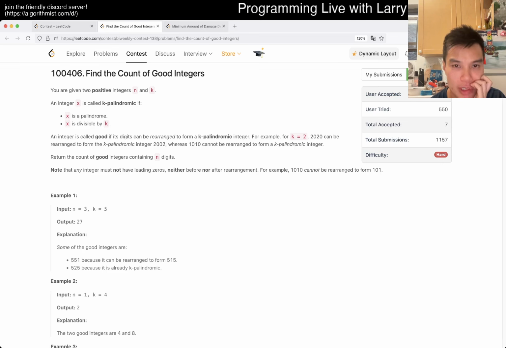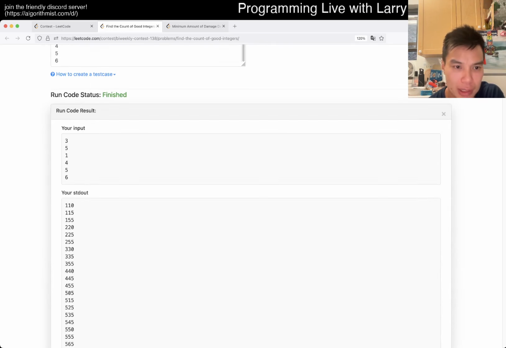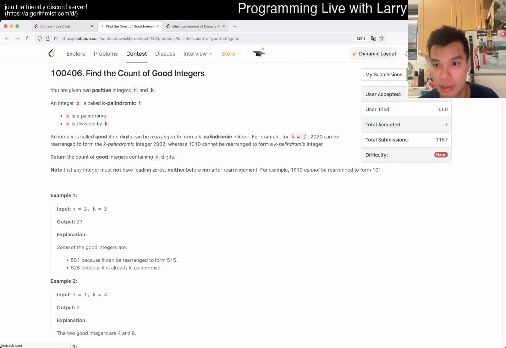An integer is good if its digits can be arranged into a k-palindromic integer. Okay, so after arrangement, it has to be able to. Okay, I misread this one. After rearranging, you're supposed to be modded, not before arranging. I see. So that means that this is not good. Okay, I misread this one altogether.